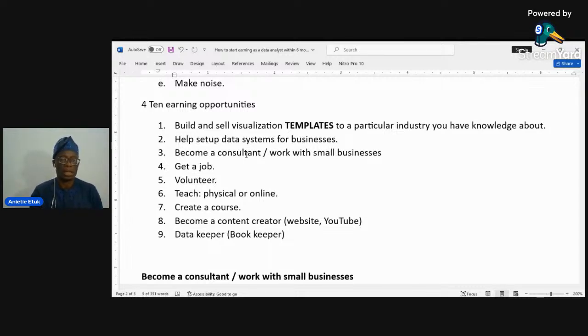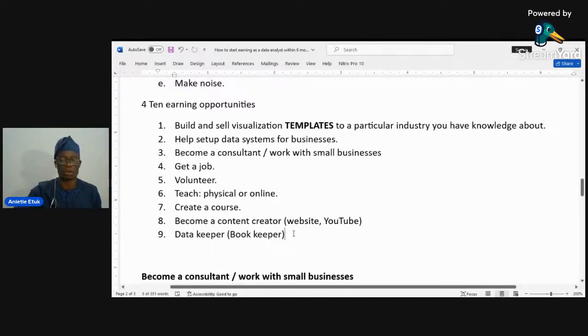Do you get? Then teach. I've talked about teach. I've talked about create a course. I've talked about become a content creator. Then you can take a specific skill, for example, how to do bookkeeping. Do you get? If you're a consultant, most small businesses don't have this thing of keeping data at all. I've mentioned that one.